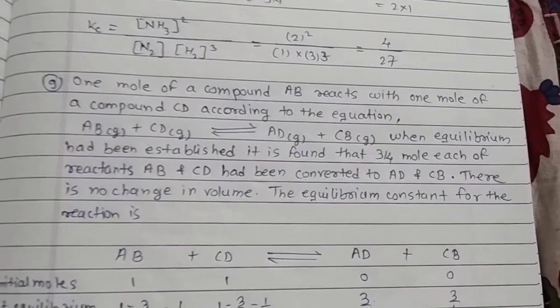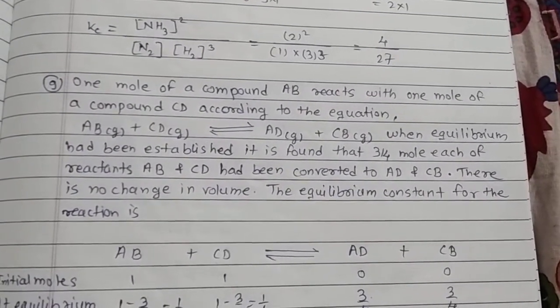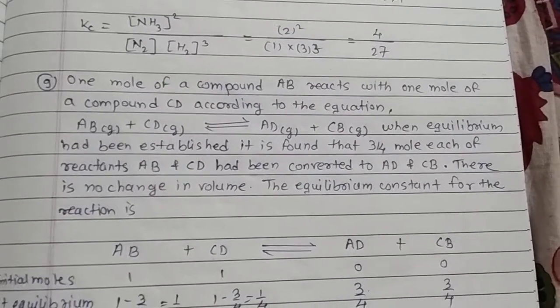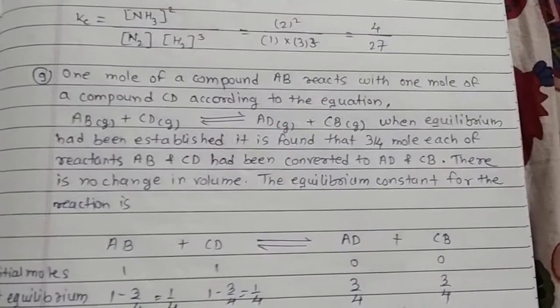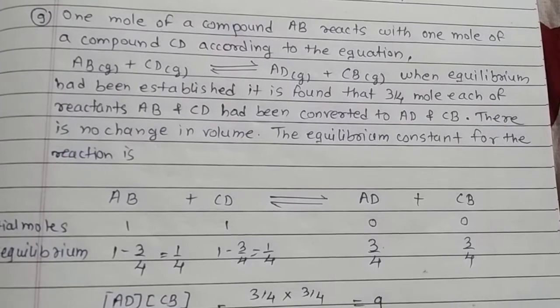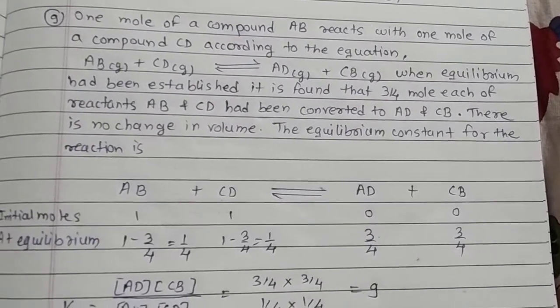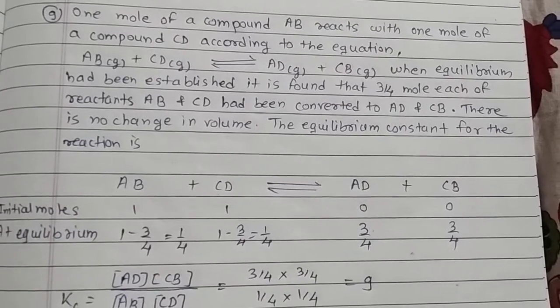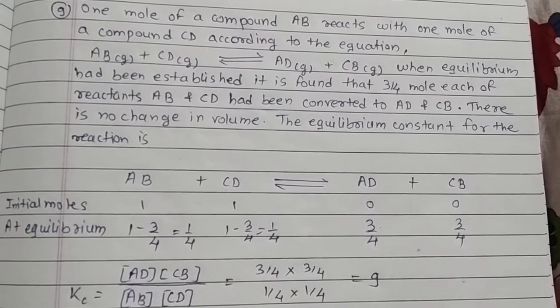Next question. 1 mole of a compound AB reacts with 1 mole of a compound CD according to the equation. So equation is given, AB plus CD gives AD plus CB. When equilibrium had been established, it is found that 3 by 4 mole each of reactant AB and CD had been converted into AD and CB. There is no change in volume. The equilibrium constant for the reaction is.